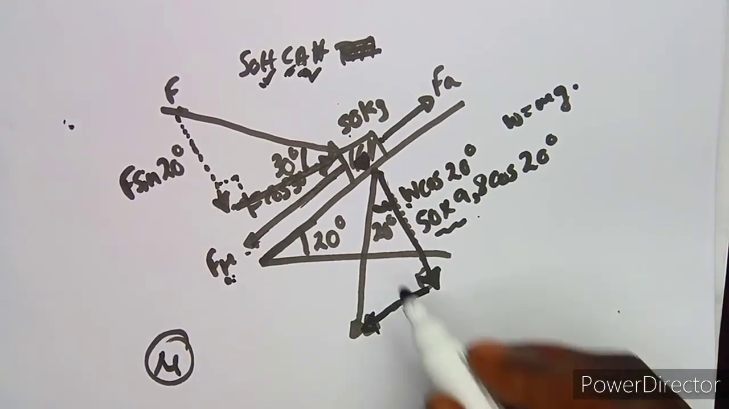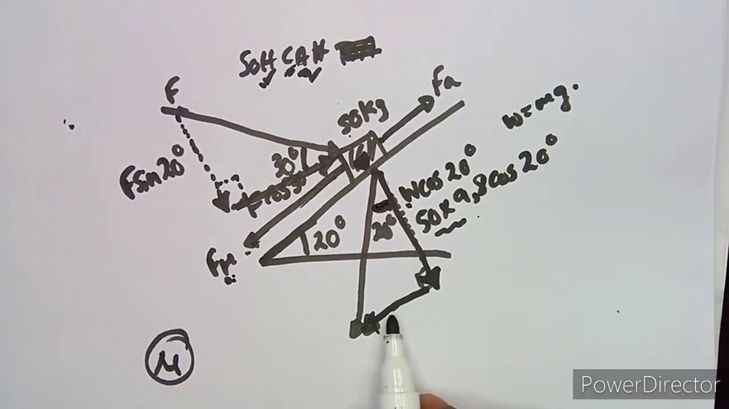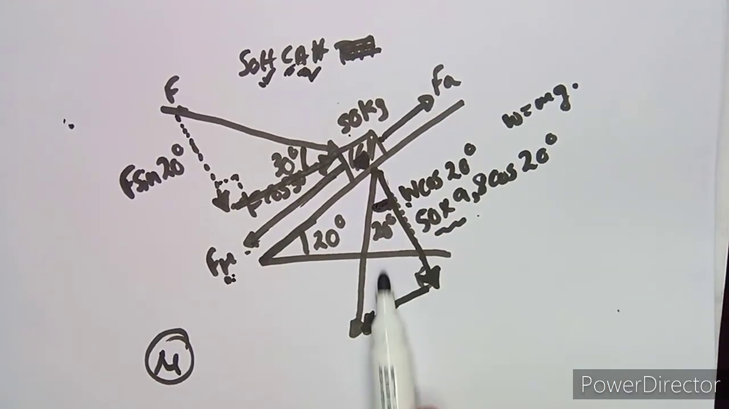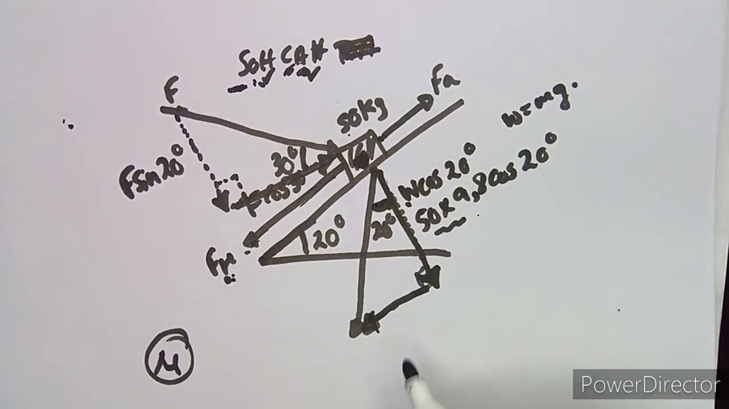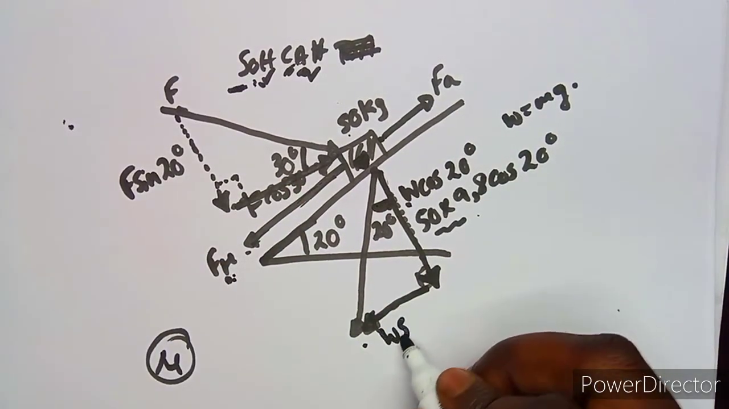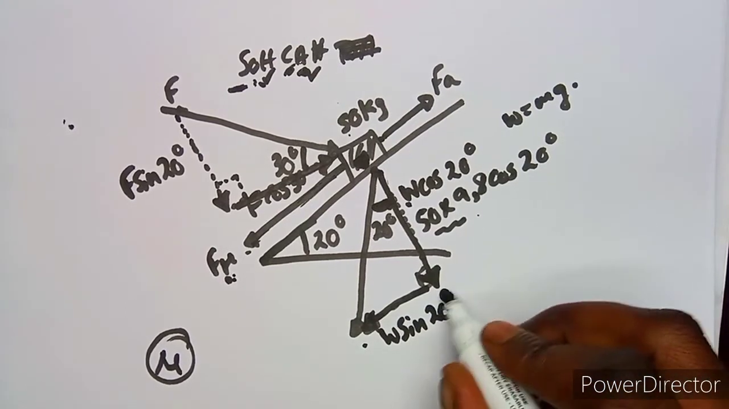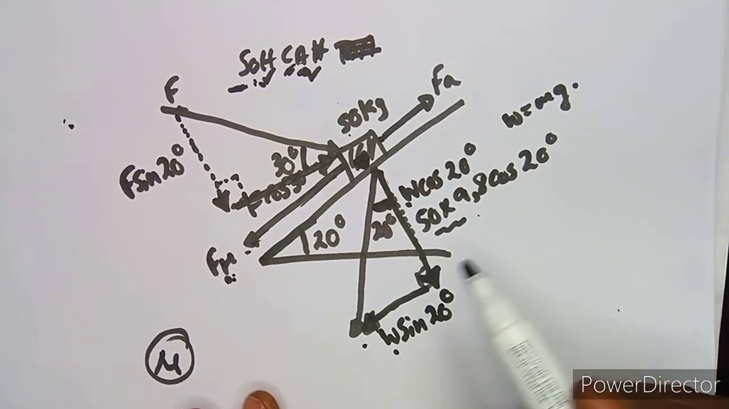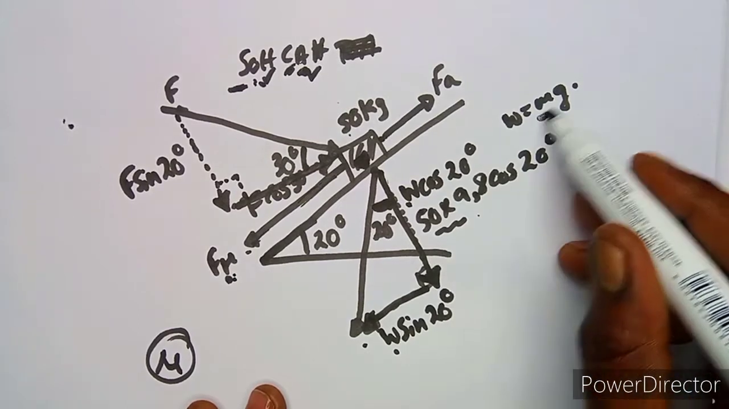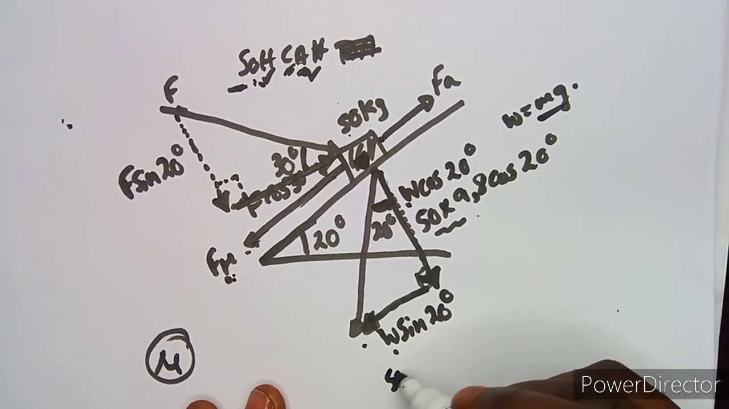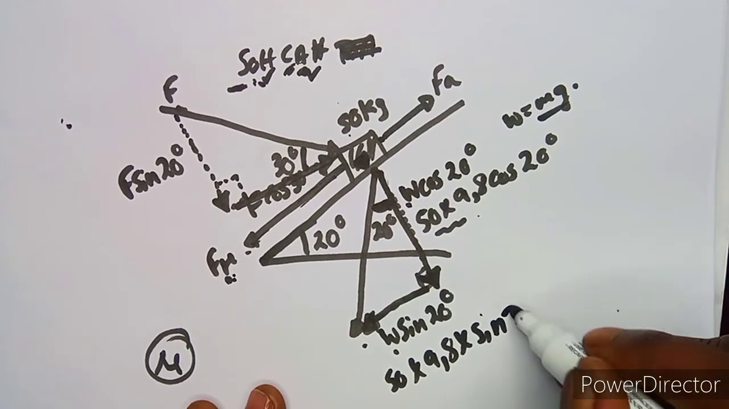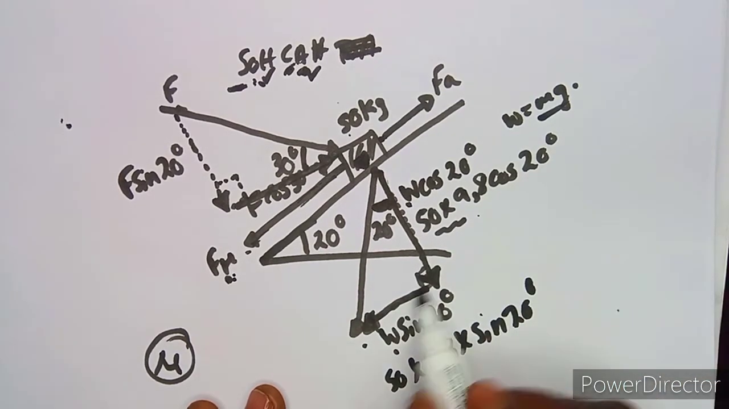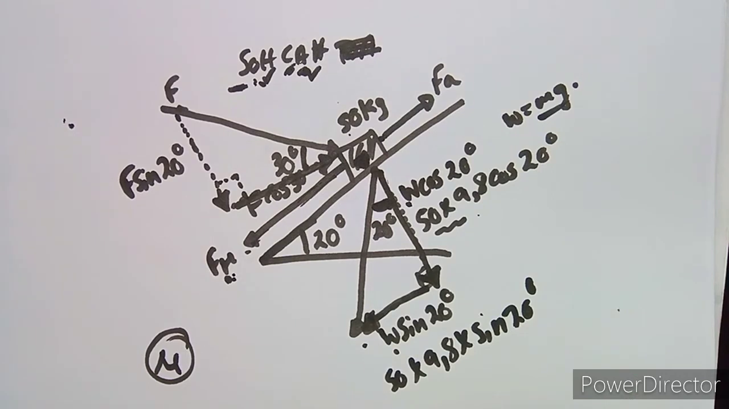All right, and this is now opposite. As you can see, it's directly opposite to 20, and anything that has got opposite is supposed to use sine. So this is going to be w sine 20 degrees. All right, and w is mg, which is the mass, just like what we did here, mass 50 times 9.8 times sine 20 degrees. So this is the parallel part that we now have.